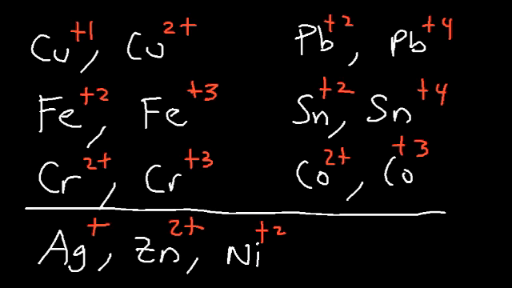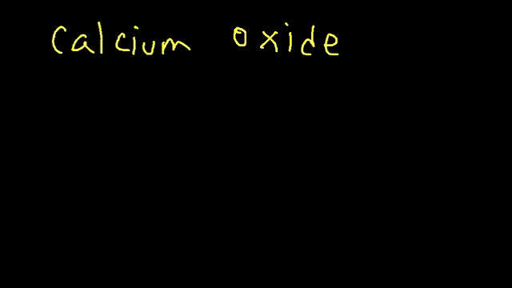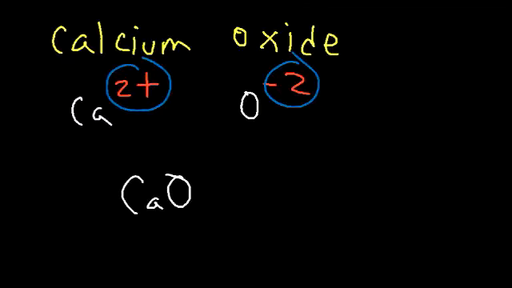So another example, let's say if we have calcium oxide. Calcium has a 2+ charge, and oxygen has a -2 charge. So notice that the charges are the same, so we can simply write them together. It's just going to be CaO. So what about this one? Let's say if we have aluminum phosphate.